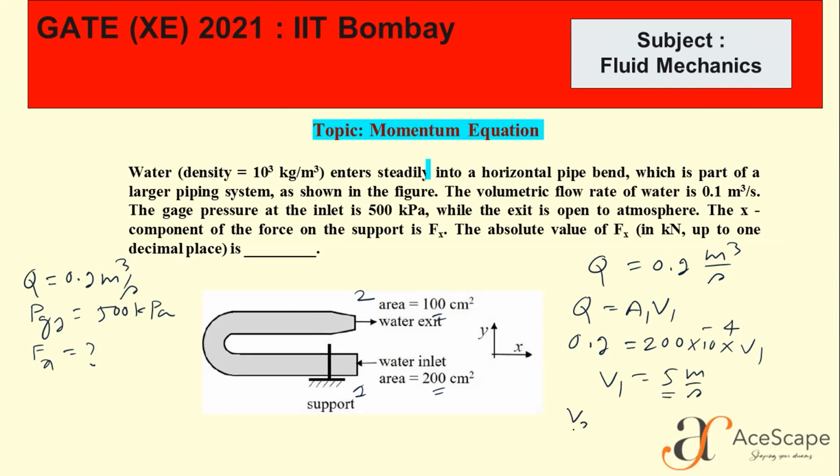So what will be V2? Anyone? What will be V2? Just write in the chat box. This is 200 centimeters square. This is 100 centimeters square. V1 is 5. So what will be V2? Half. Right? The area is getting small. So how can the velocity decrease? It should increase now. Double. He is correct. 10 meter per second.